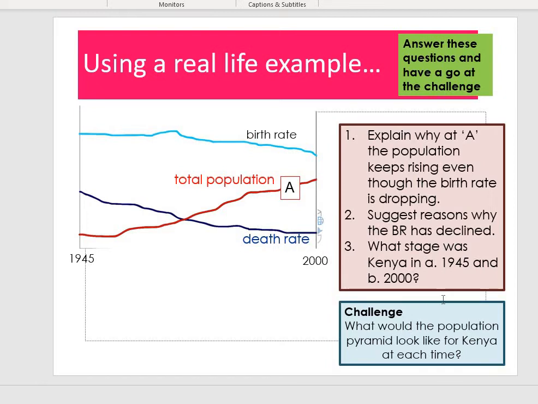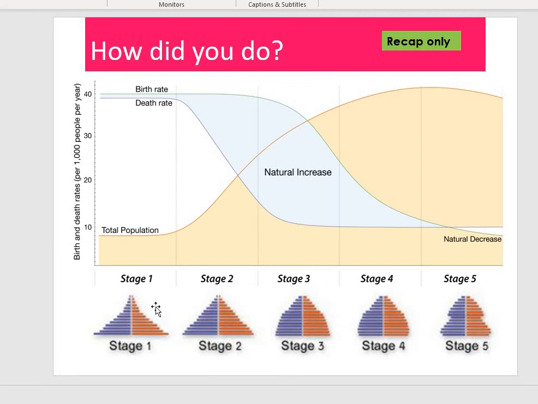And then have a go at the challenge here, thinking about what the population pyramid would look like for Kenya in both 1945 and 2000. And once you've figured out what stage of the demographic transition model they're in at that time, you should be able to do that quite easily, simply by looking back at your table and having a look at which population pyramid you've drawn where.